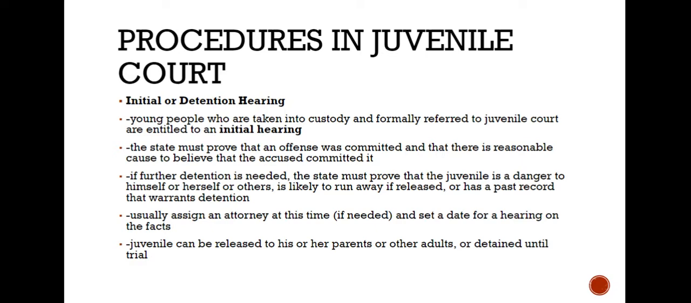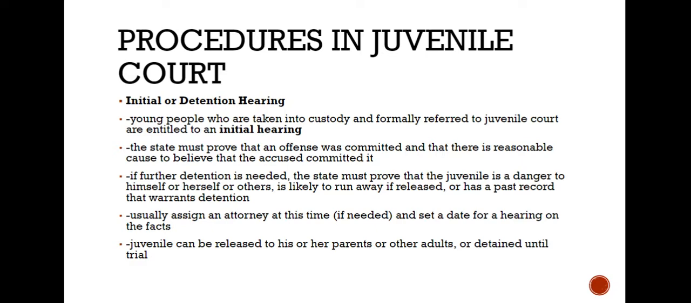Okay, so we've determined the crime has taken place. We've determined this person has done it. Now we look at things like, have they done something before? Are they a danger to themselves or others? Will they run away? Here's where we factor in family history. What is the family going to do in this situation? Usually an attorney is assigned at this time if needed, and a date is set for hearing on the facts. So we move to the next step, which is going to juvenile court.